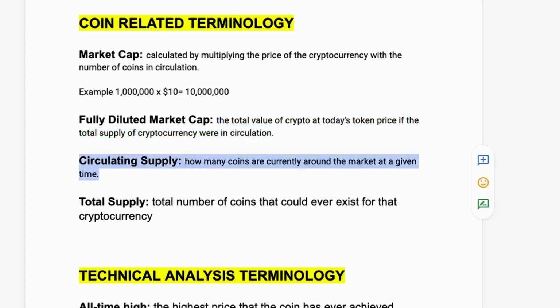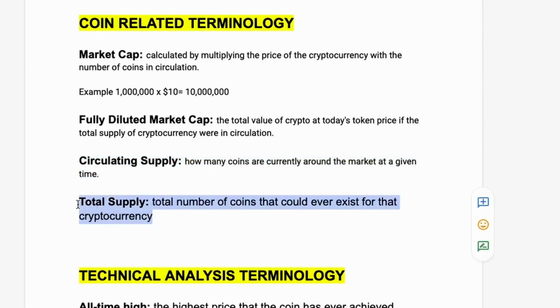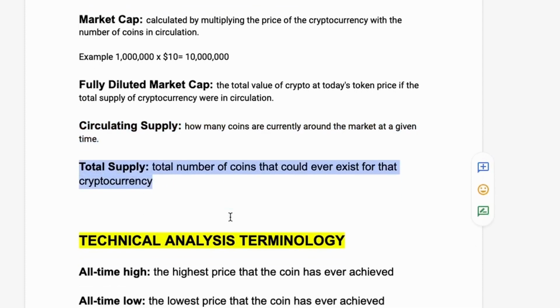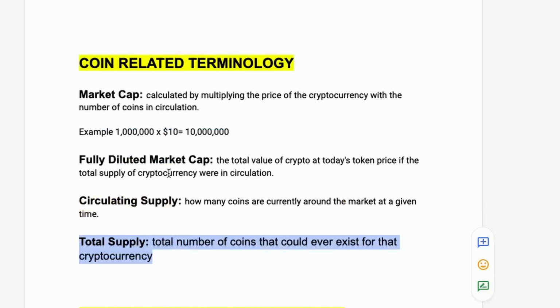Then circulating supply, which we discussed, is basically the amount of tokens in circulation at a given time. And the total supply is the total number of coins that could ever exist for that cryptocurrency. All right, so that's it for the coin related terminology.